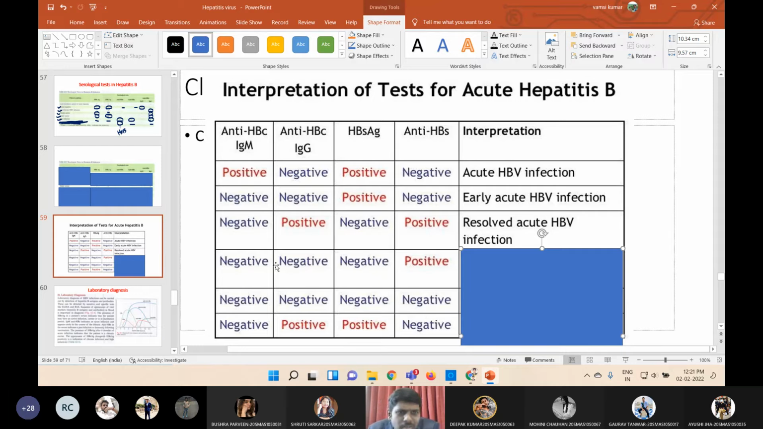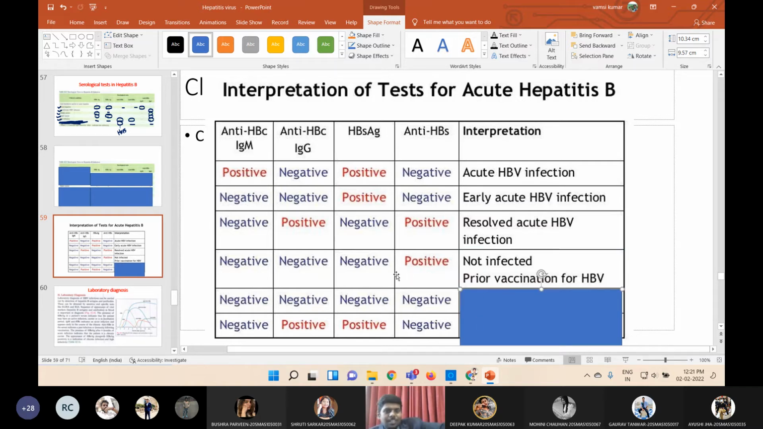Then coming to the fourth line. In the fourth line, we can see that the patient doesn't have M antibodies or G antibodies, but he has surface antibodies. This is definitely vaccination. The fourth line is vaccine only. Not infected. This is prior vaccination. After vaccination, this pattern can be seen.